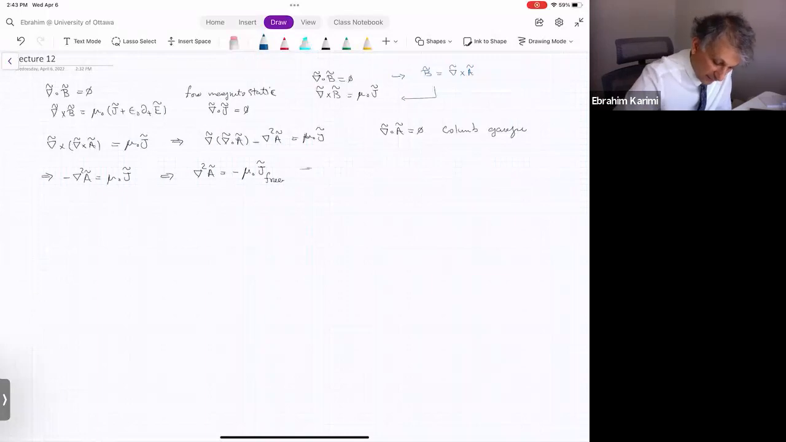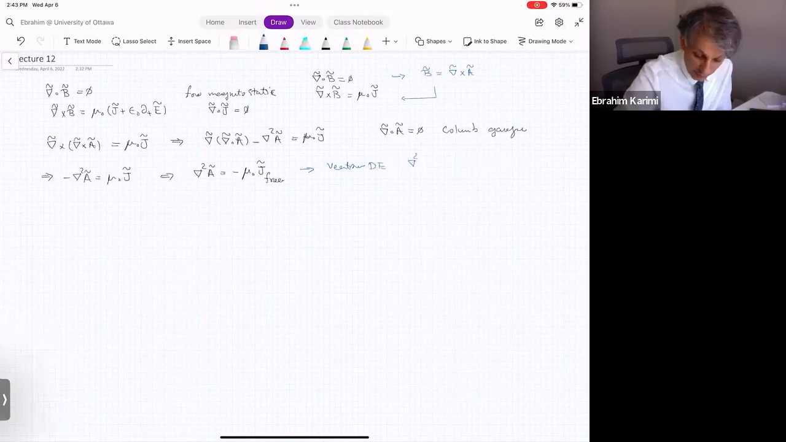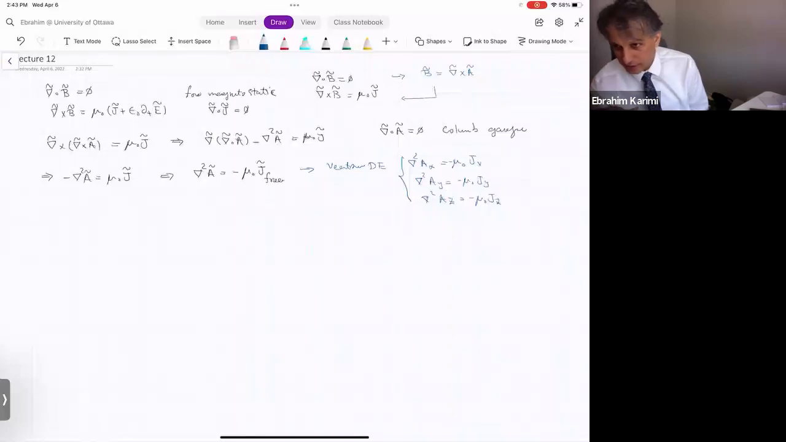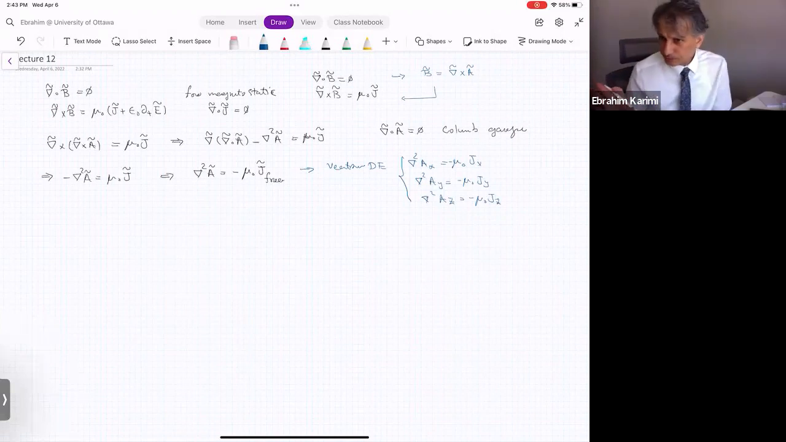And remember, that's a vector relation, or vector differential equation. Because in Cartesian coordinates, we have Laplacian of Ax equal to minus mu 0 Jx, and Laplacian of Ay, the same scenario, equal to minus mu 0 Jy, and Laplacian of Az equal to minus mu 0 Jz. So remember, that's how the currents along X, Y, and Z create Ax, Ay, and Az. No questions so far? Okay.